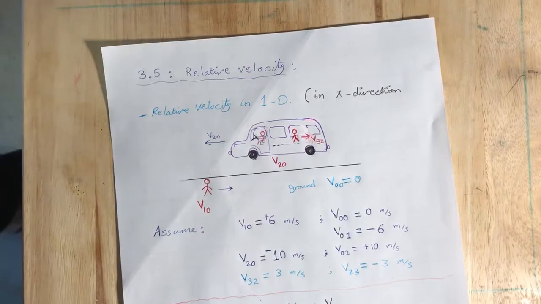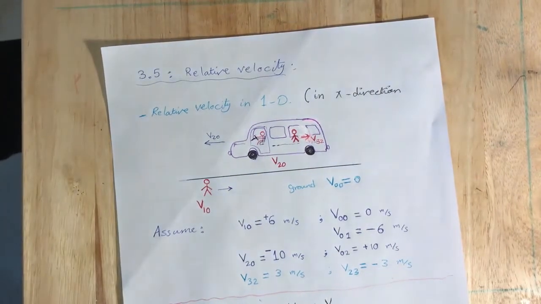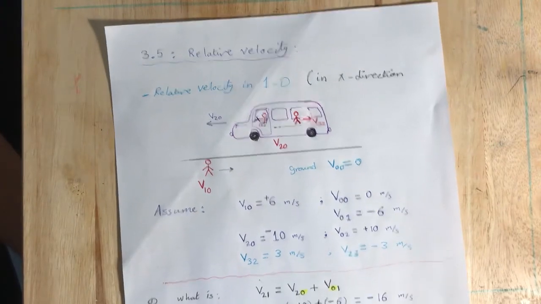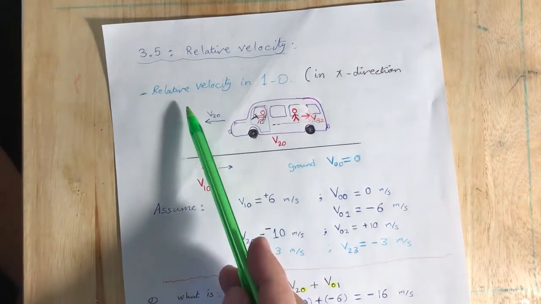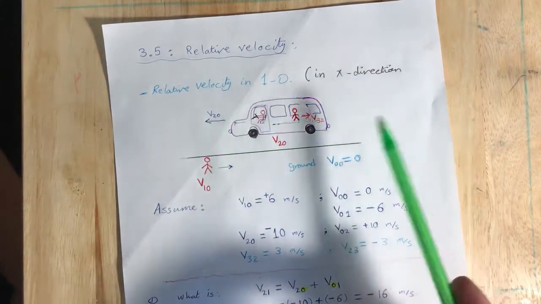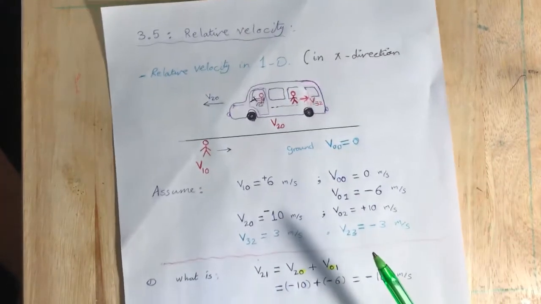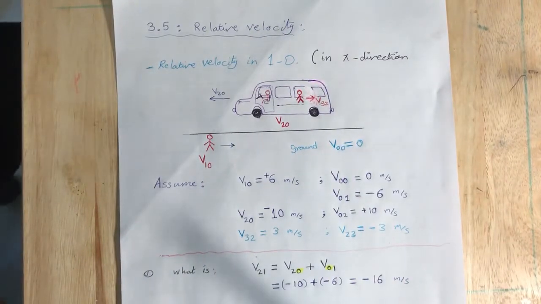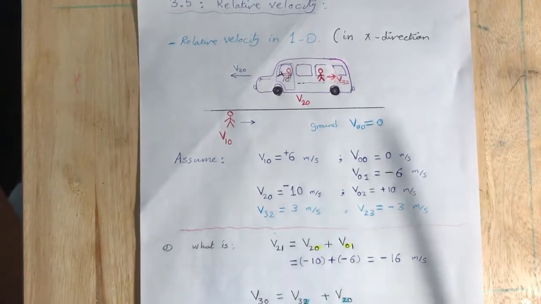Thank you. Hi students, now we'll talk about section 3.5, which is relative velocity, but I will start with relative velocity in one dimension, in X direction or in Y direction or something like that. Let us understand this concept by doing this example.